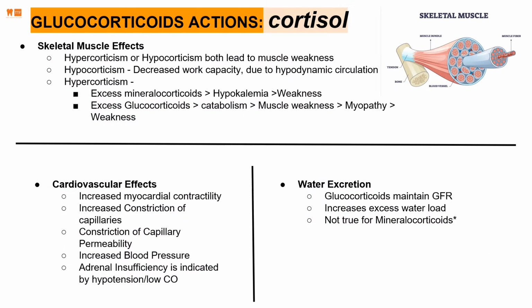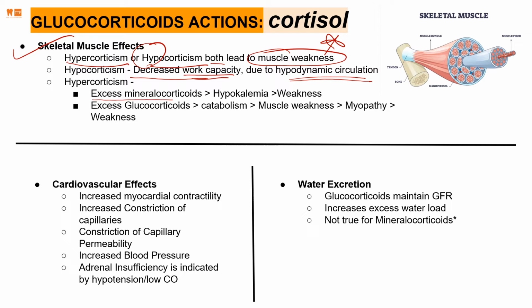Okay, moving on to the next set of actions. Skeletal muscle effects. Hypercorticism or hypocorticism both lead to muscle weakness. Okay, now what are we talking about? We just said cortisol is protein breakdown. How is hypo muscle breakdown? Well, here it is. Hypocortisol: decreased work capacity due to hypodynamic circulation.